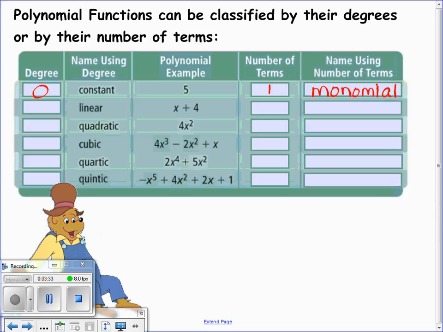Think of mano a mano, man on man, one on one. Yes, you got it. All right, so this one is x to the 1st. This is called linear. If you graph that, it makes a straight line. What degree is that? 1. How many terms does this one have? 2 terms, and we call that a binomial.